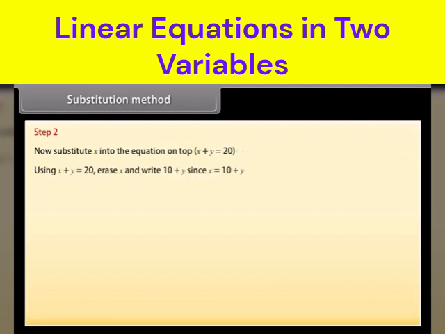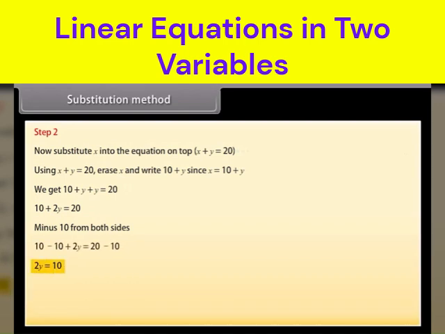Using x plus y as 20, erase x and write 10 plus y, since x is equal to 10 plus y. We get 10 plus y plus y, that is 10 plus 2y, is equal to 20. Minus 10 from both sides: 10 minus 10 plus 2y is equal to 20 minus 10. 2y is equal to 10. Divide both sides by 2. y is equal to 5.